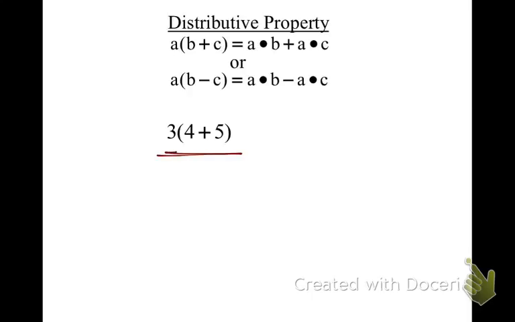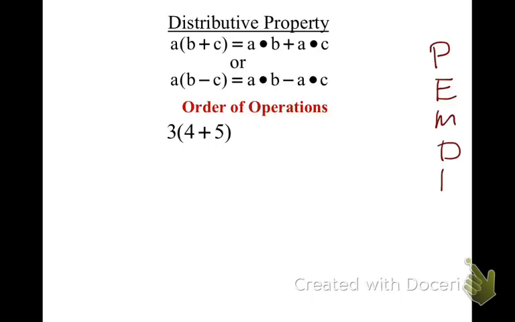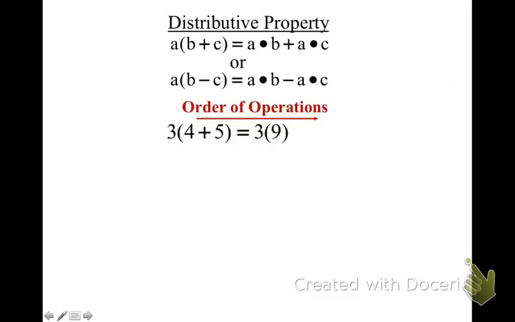So for example, we're going to use this example: 3 times the parentheses 4 plus 5. Now I'm going to show you two ways of solving this. The first way you're used to is the order of operations. So don't forget your order of operations. Remember, it's PEMDAS. So what do we need to do first? We have to do what's inside the parentheses first. So what's inside the parentheses? My 4 plus 5. So 4 plus 5 is 9.